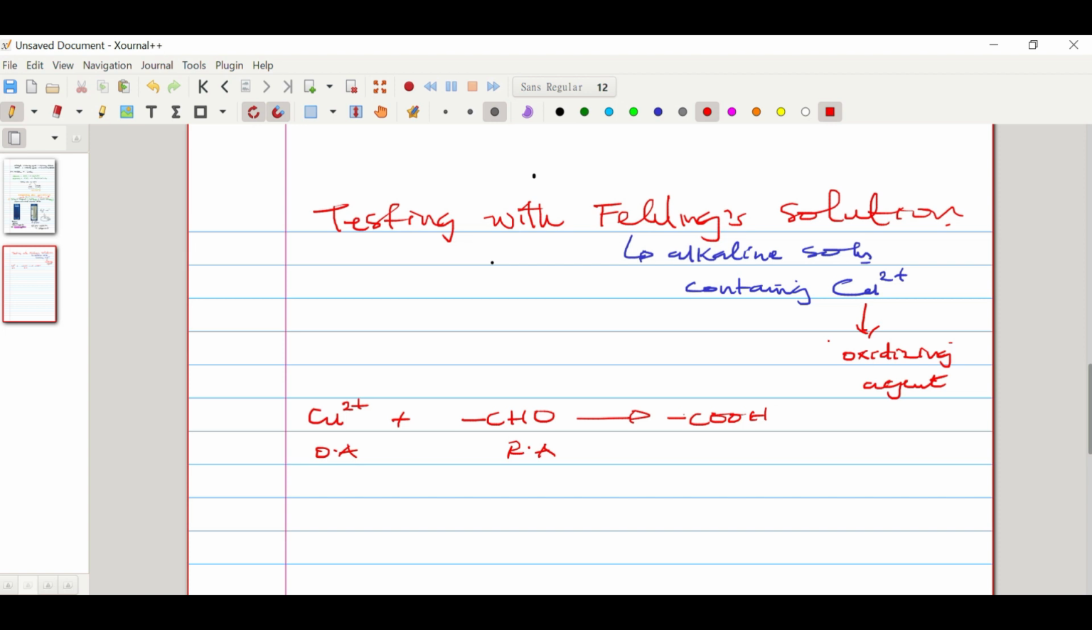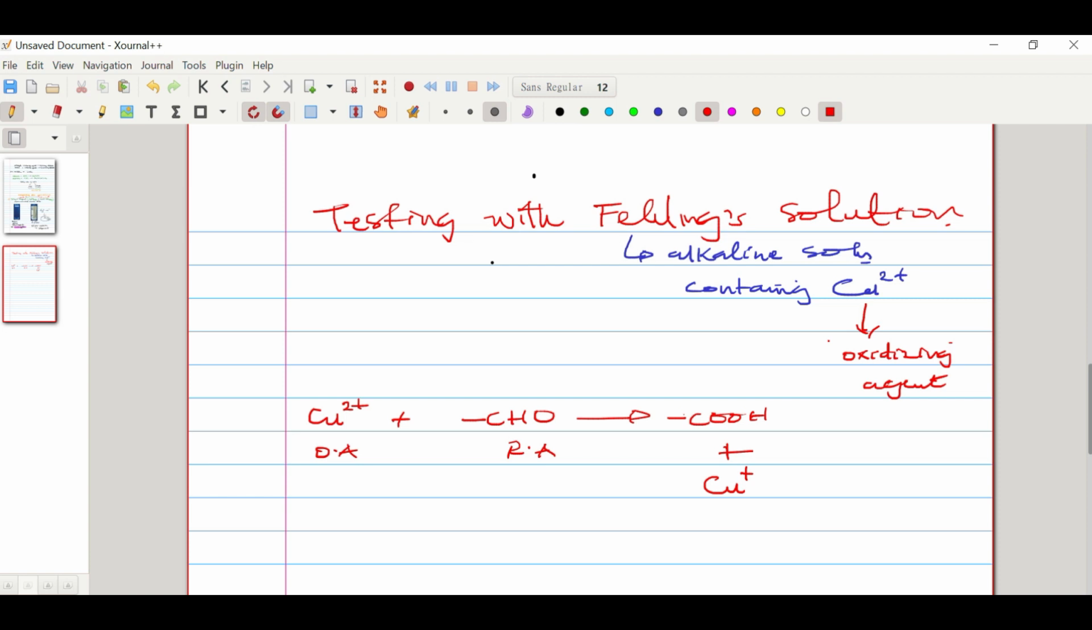The carboxylic acid, of course, if the copper 2 ion oxidizes aldehyde to carboxylic acid, aldehyde will also do something to the copper 2 ion. So it will reduce copper 2 ion to copper 1 ion. So from copper 2 to copper 1, and from aldehyde to carboxylic acid.